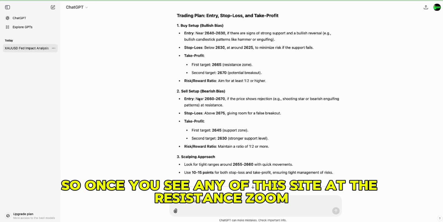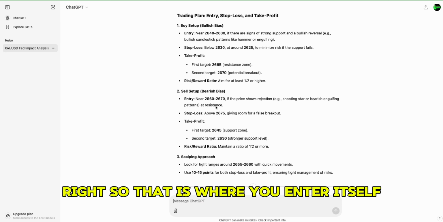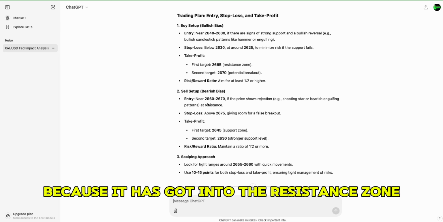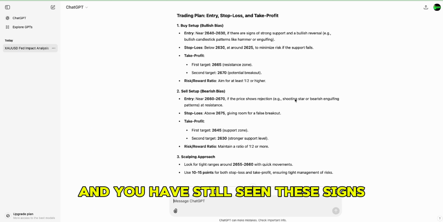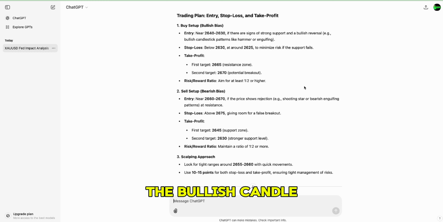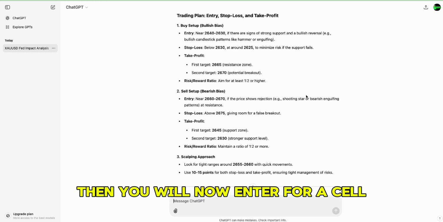So once you see any of these signs at the resistance zone, right? So that is where you enter a sell. That's when you enter for a short, because it has gotten to the resistance zone and you have started seeing these signs, this shooting star, bearish engulfing, meaning a bearish candle has engulfed a bullish candle. Then you will now enter for a sell.